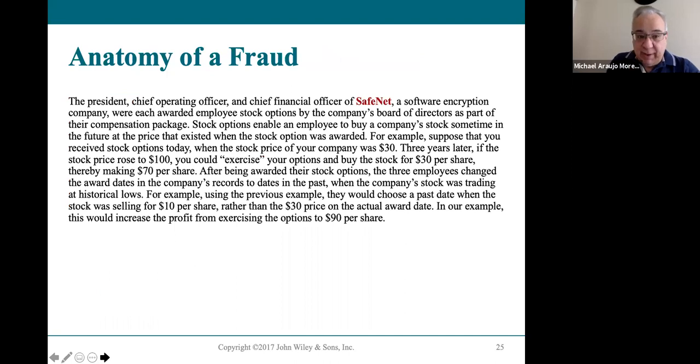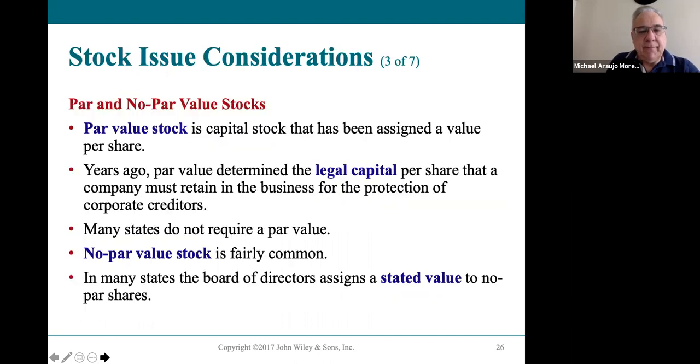So this is a worldwide thing. Now, when stock is issued, we have to do accounting for that. Remember, if we're going to raise money, that is going to be common stock. That's a stockholders' equity account, right? Okay, so we have to have some type of value there.